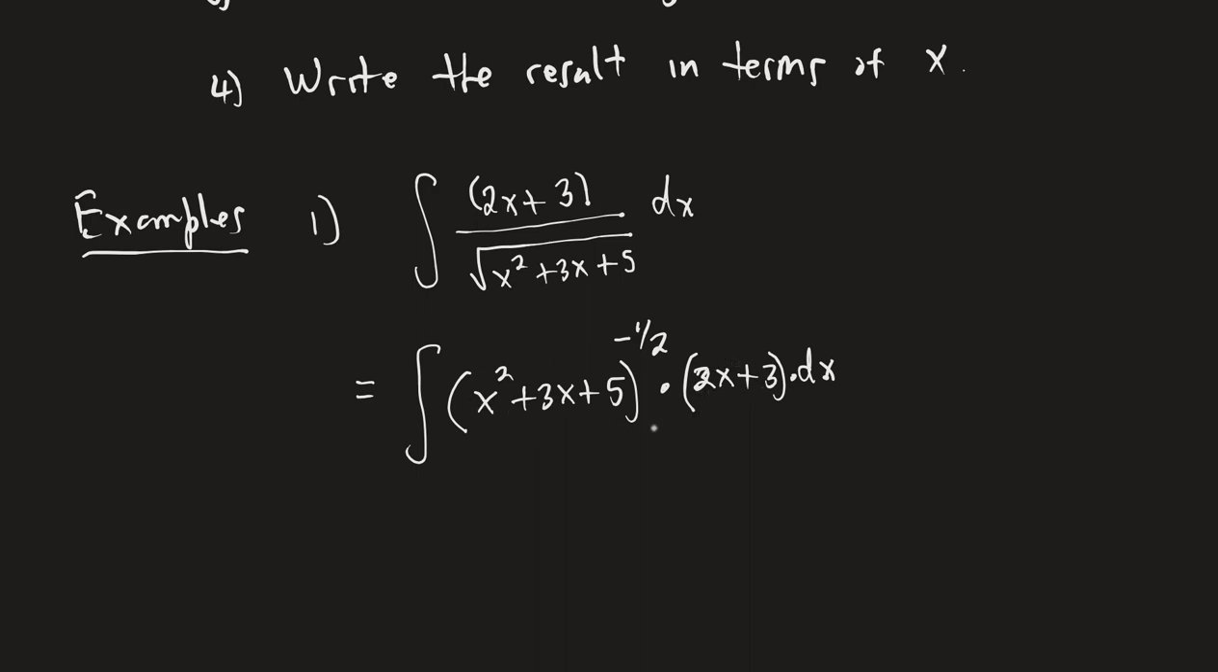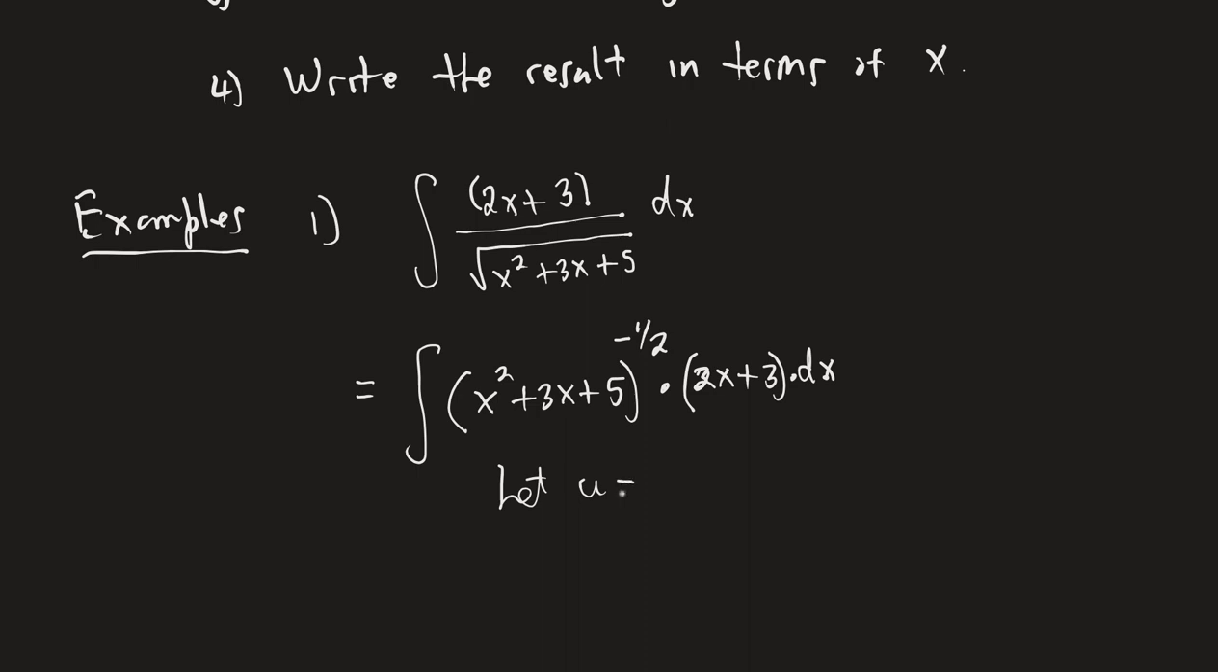So in other words, we're looking for a g, which looks like this, and then a g prime. Because do you notice that if I take the derivative of what's in the first pair of parentheses, I get exactly what's in the second pair of parentheses? So I can see it's set up perfectly for this method. So let's execute the method.